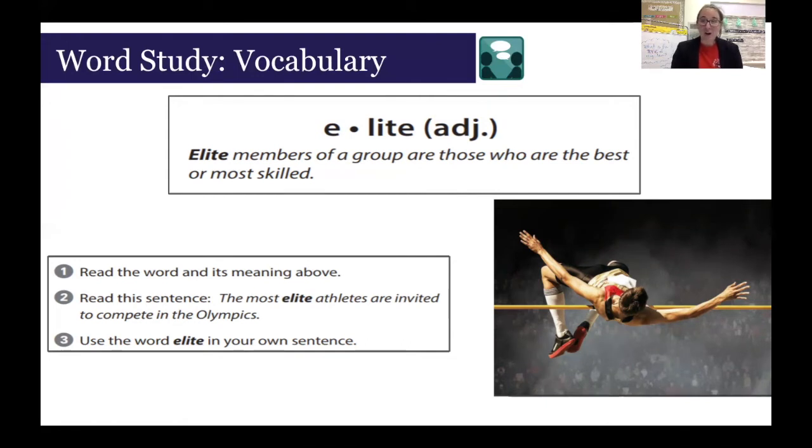Elite. Now, in your journal, using our new vocabulary word elite, I want you to come up with your own sentence.